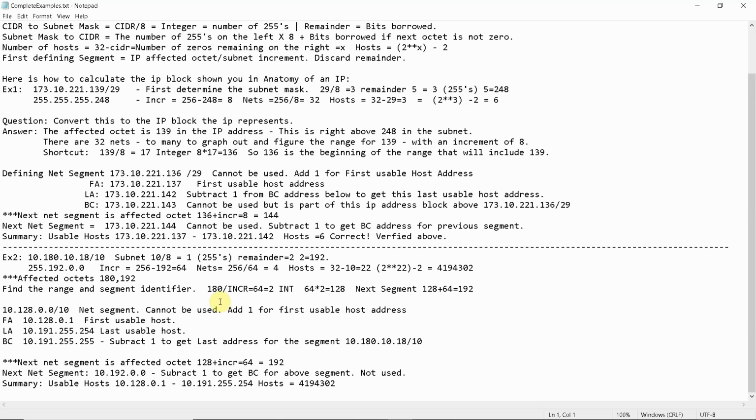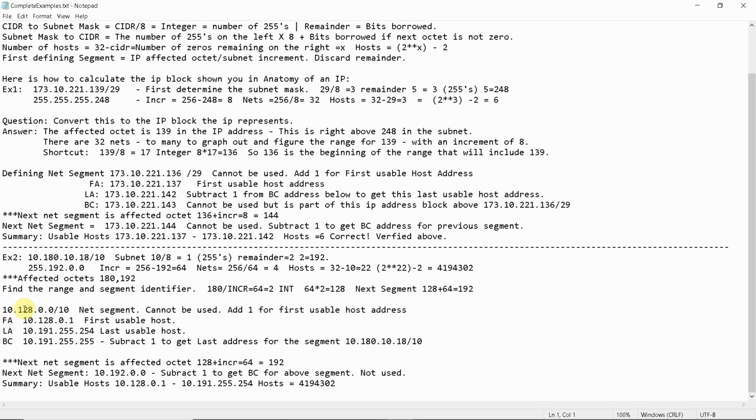Again, quick way to do this. Take 180. We want to find what is the range. What does this fit into? So we take 180 and divide it by 64, and we get 2. 2 times 64 is 128. So 180 is going to become 128. So down here it is 10.128. The rest becomes zeros, always. 10.128.0.0. That's the net segment, the first part of this range.